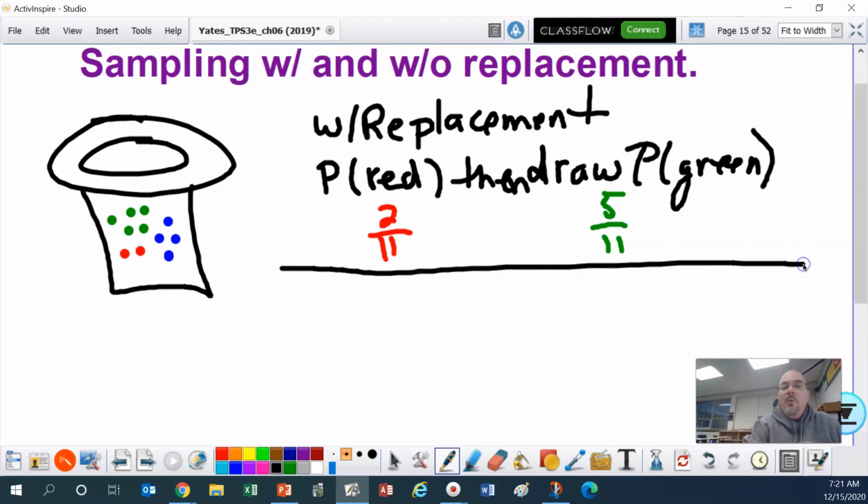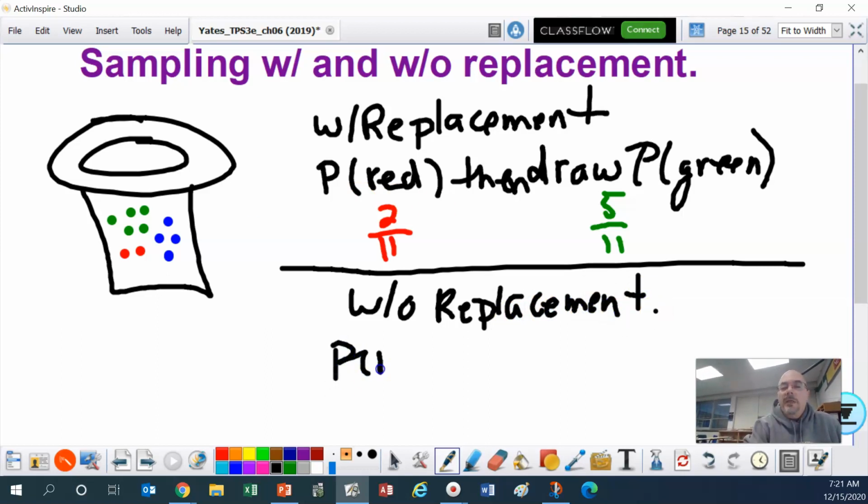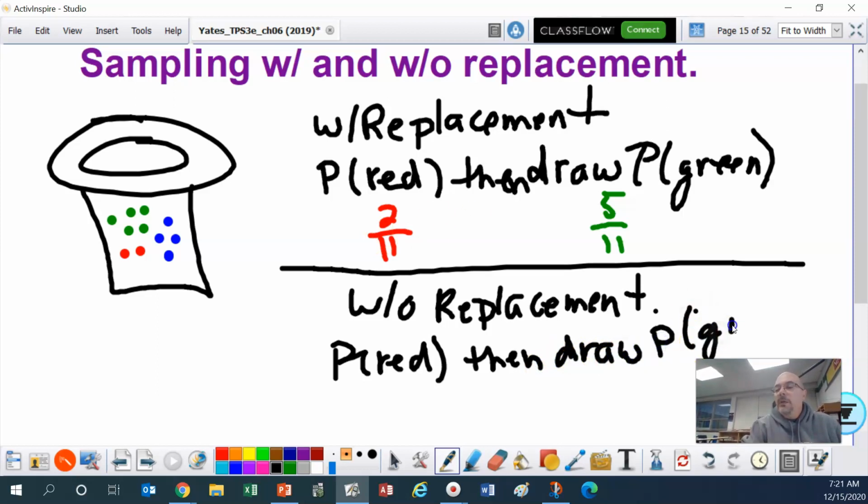Without replacement, I think you got the idea here, folks. Without replacement, same scenario, the probability of red, then draw and then the probability of green.